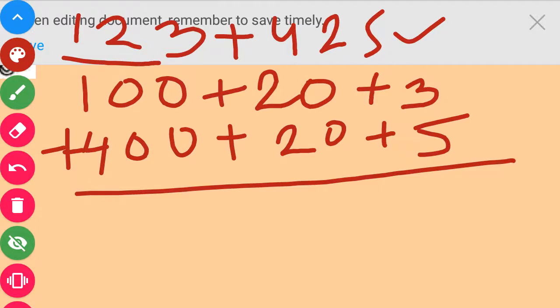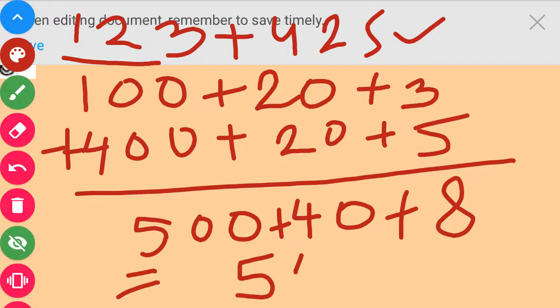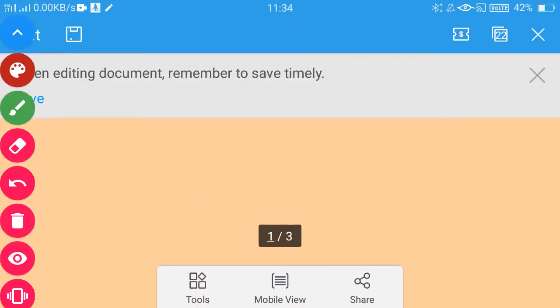So, let us add them. Now, 5 plus 3, 8, 20 plus 20, 40, and 400 plus 100 will give us 500. Now, 500 plus 40 plus 8. What we will get? We will get 548. Okay. This is easy, no?